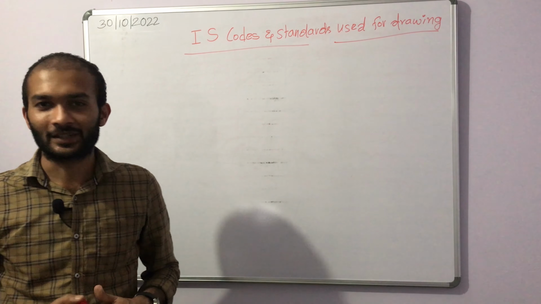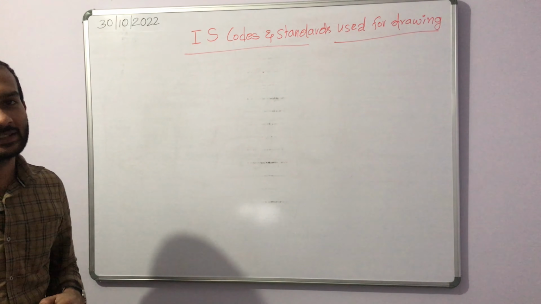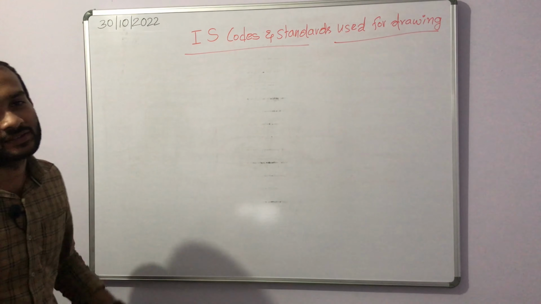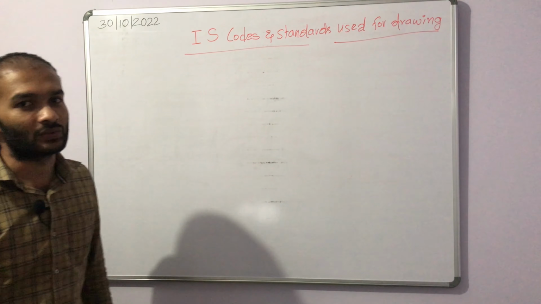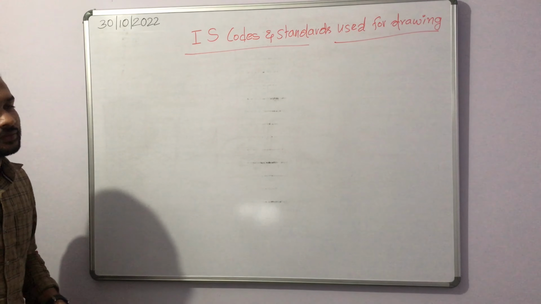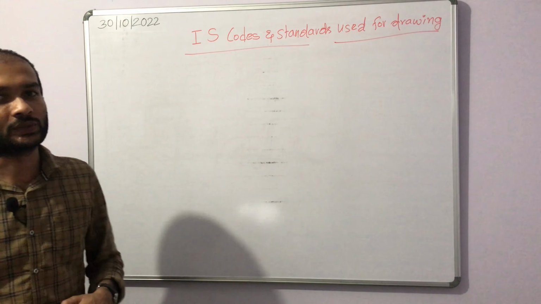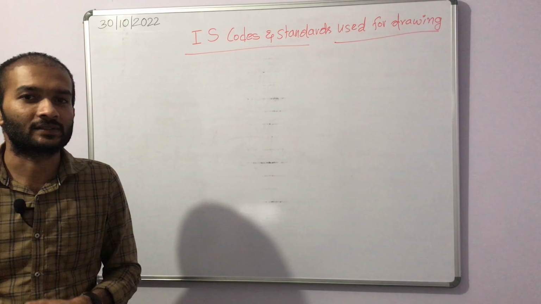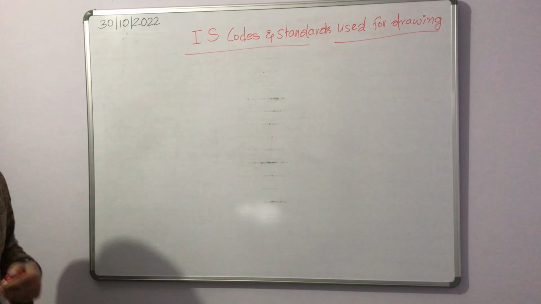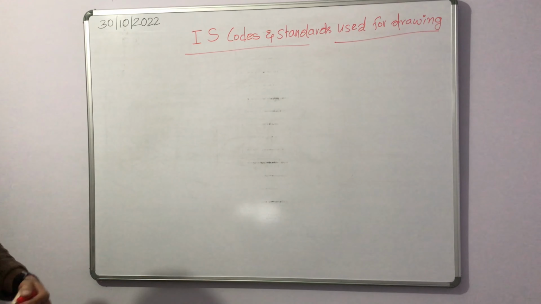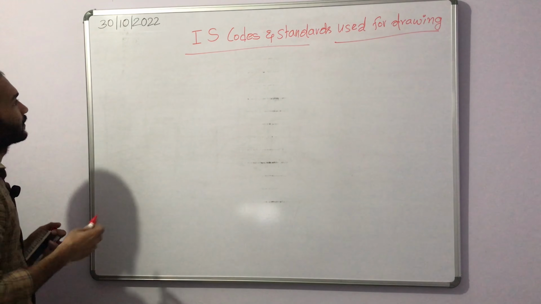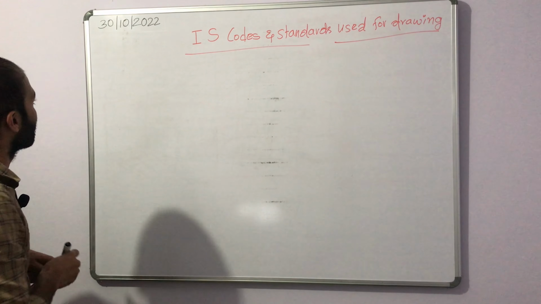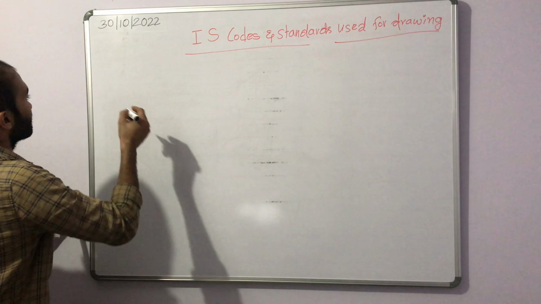Hi, welcome all. Today's topic is what the IS codes and standards are that are used for making drawings, how we implement these codes especially in making drawings, and how we select the sizes of the drawings. Before getting to the subject, we will understand the types of drawings we come across in the construction field.